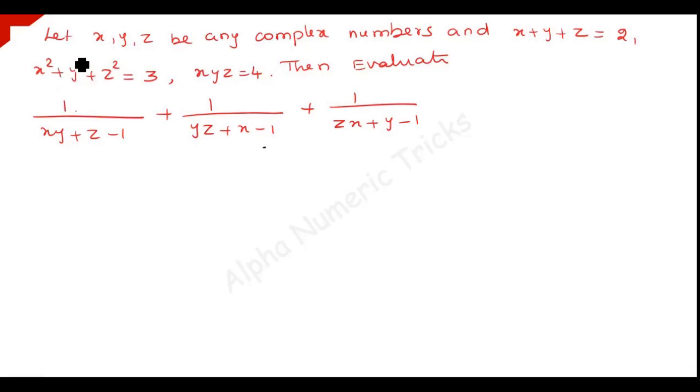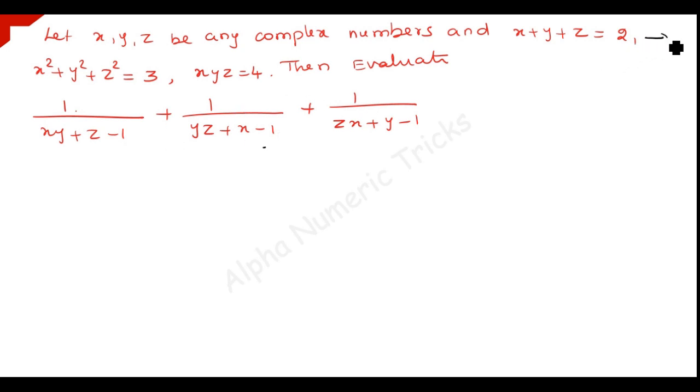Hi guys, now we are going to solve this nice Olympiad problem. Let x, y, z be any complex numbers, and x plus y plus z is equal to 2, x squared plus y squared plus z squared is equal to 3, xyz is equal to 4. Then we have to evaluate this.